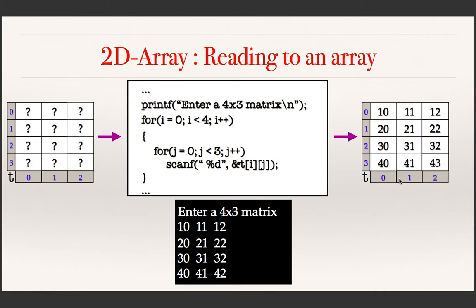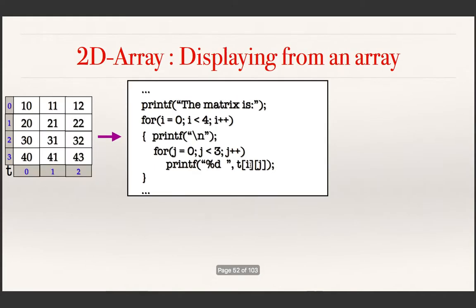So that's how you read elements. Remember that the processing we did is just reading. That's it, and this loop structure is the same regardless of what kind of processing you do. Now let's see how you can display the content of a matrix. Here the processing is just printing the value. That's the only change.